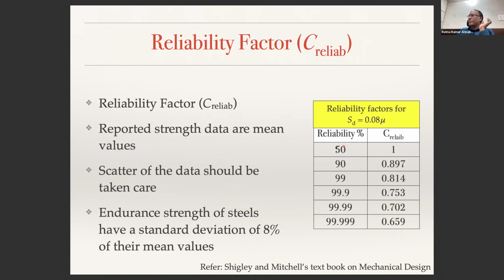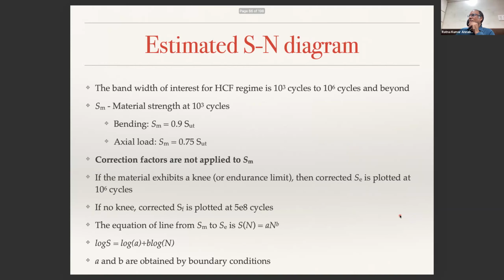Now, in the rotating beam bending test, we consider the reliability of the data because there is large spread, only 50%. But if your actual design requires higher reliability, then your reliability factor reduces. If you want 99.999% reliability, then you get 0.659 as your reliability factor. These are all available in the literature because these numbers have been arrived at after doing several experiments.